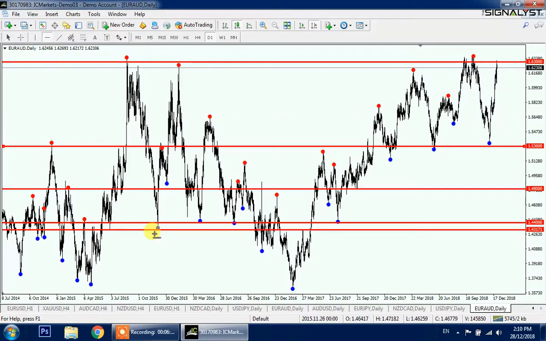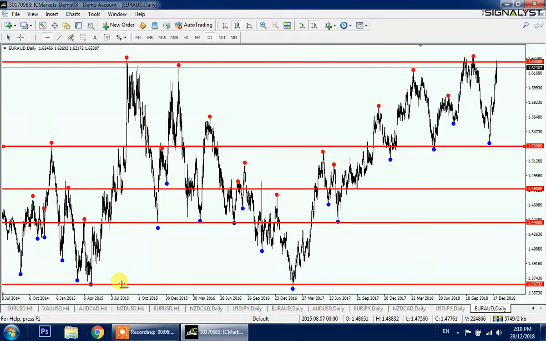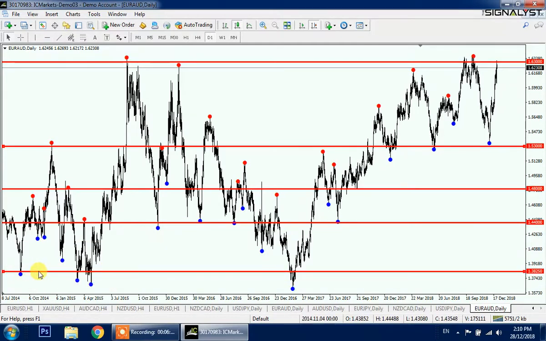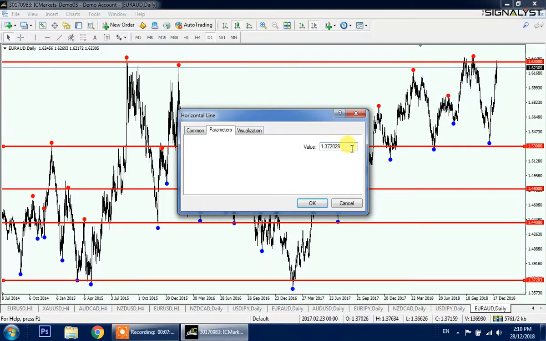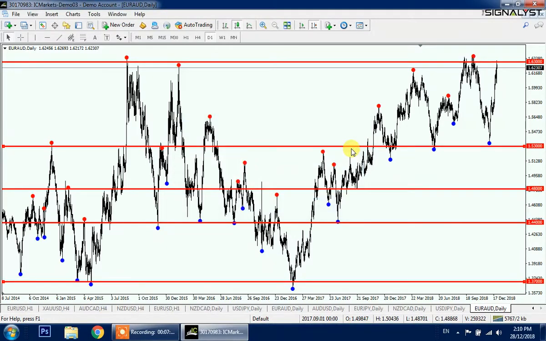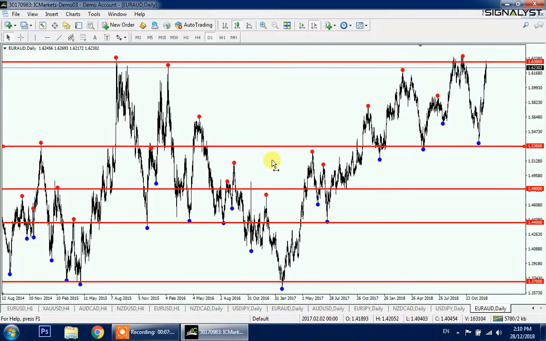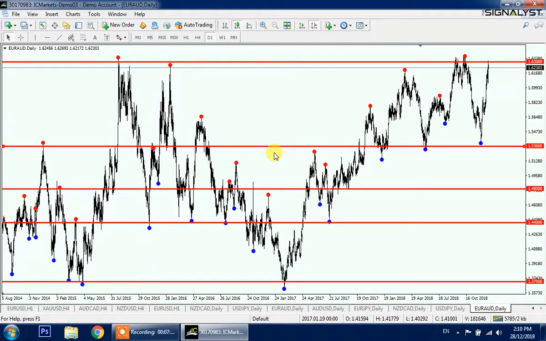And last but not least, we've got this one here. Here we can't because we only have one touch. Here we have one touch as well. Here we have a 3 touches level, 1.3. Let's make it a 1.37. Now after we have our lines, let's look for potential setups.